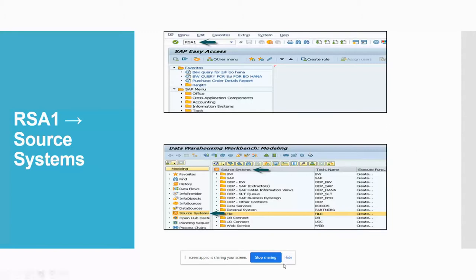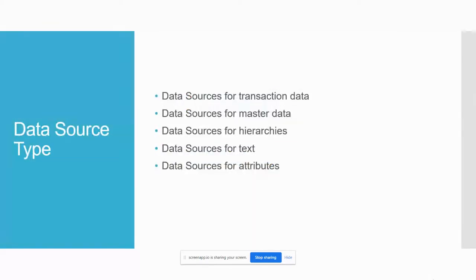So when we go to the SAP BI administration workbench, the source system is defined here. First we need to navigate to RSA1, source systems. This is the appearance we can see, and here the data source types. We can differentiate between the data source systems: data source for transaction data, data source for master data, data source for hierarchies, data source for text, and data source for attributes. We can load the data from any sources in the data source structures into BI within an info package.